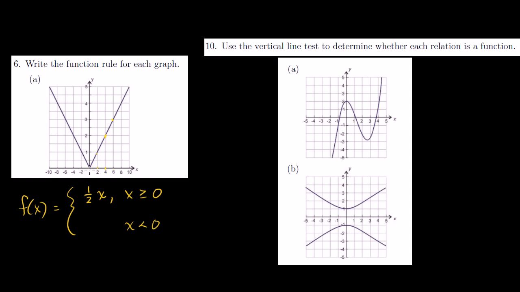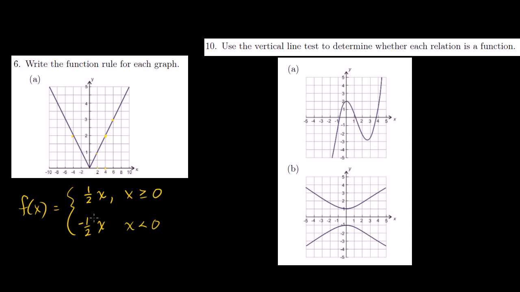And then when x is less than 0, when x is negative 2, y is 1. When x is negative 4, y is 2. So here it looks like it's the negative 1/2 of it, right? Negative 1/2 times negative 4 is positive 2. So it's negative 1/2 times x when x is less than 0. So this is a completely legitimate answer.